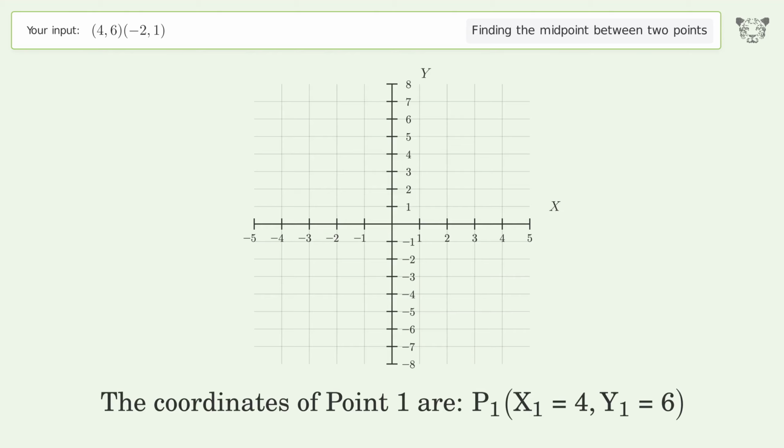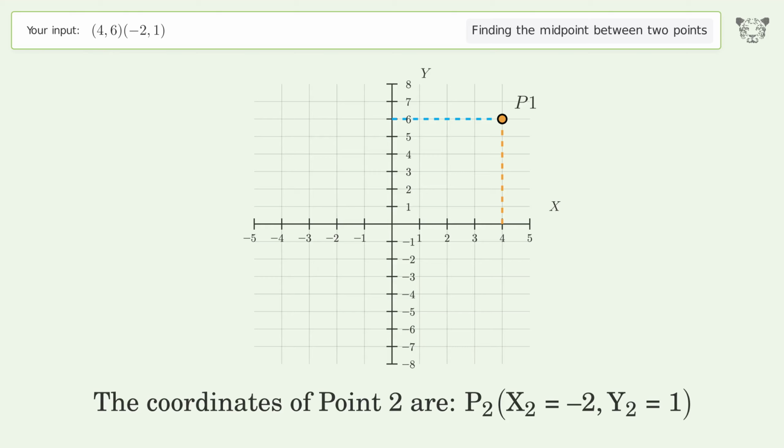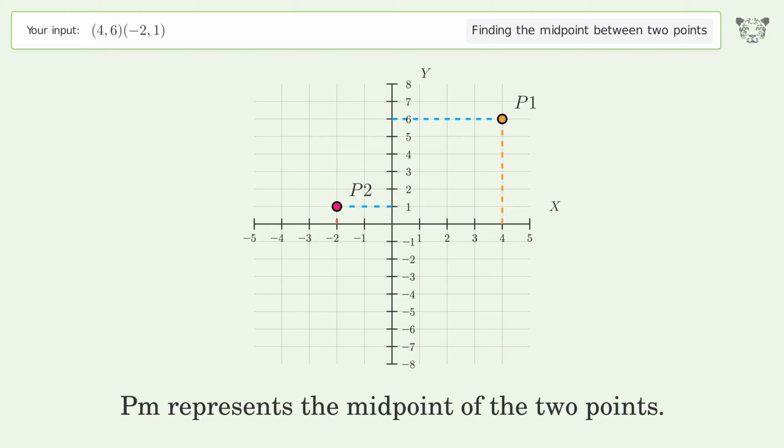The coordinates of point 1 are, x1 equals 4, y1 equals 6. The coordinates of point 2 are, x2 equals -2, y2 equals 1. PM represents the midpoint of the 2 points.